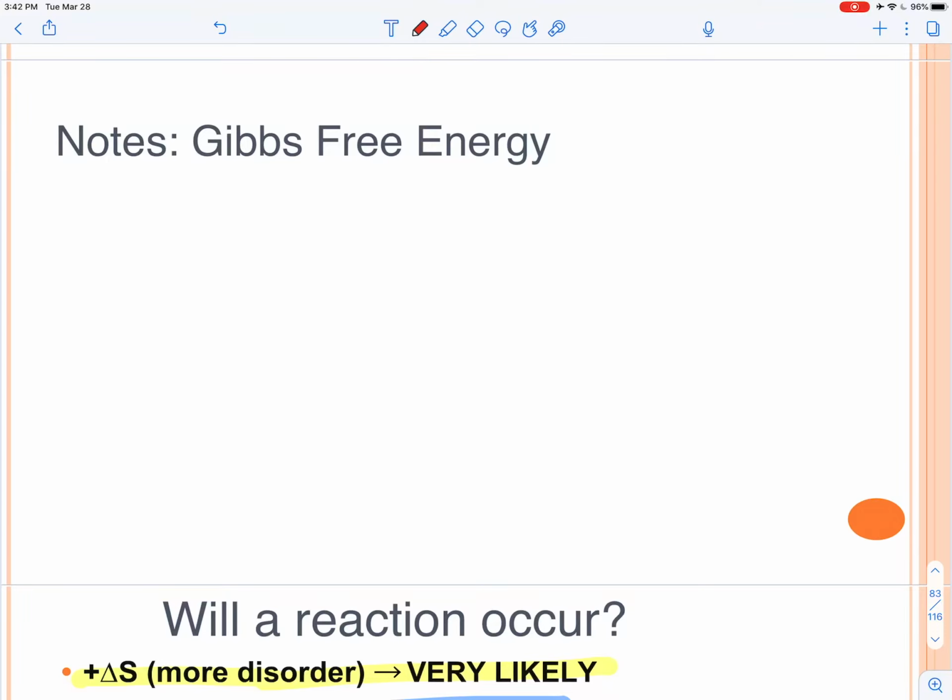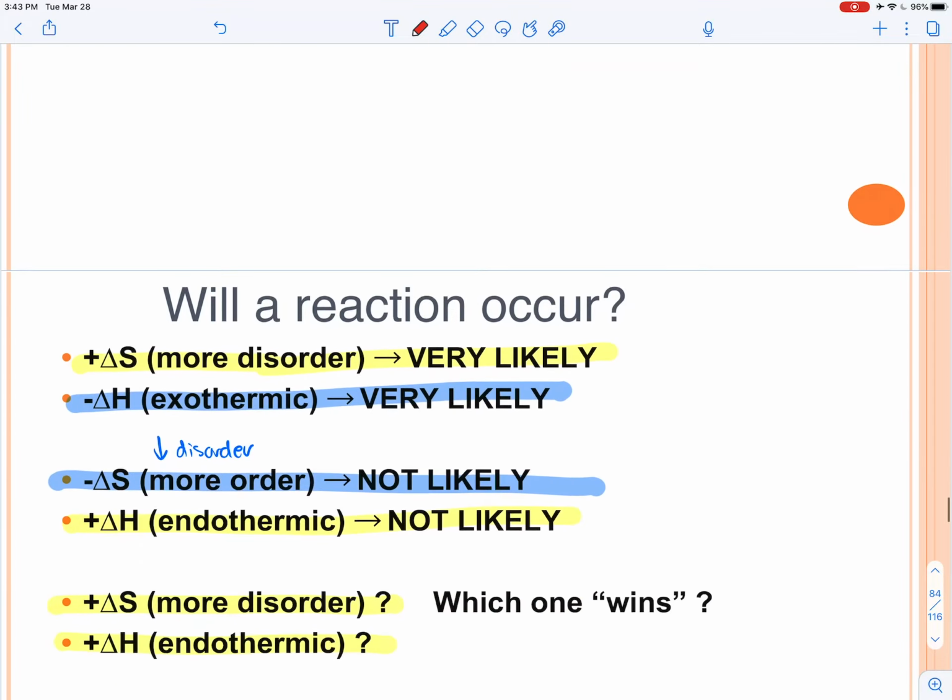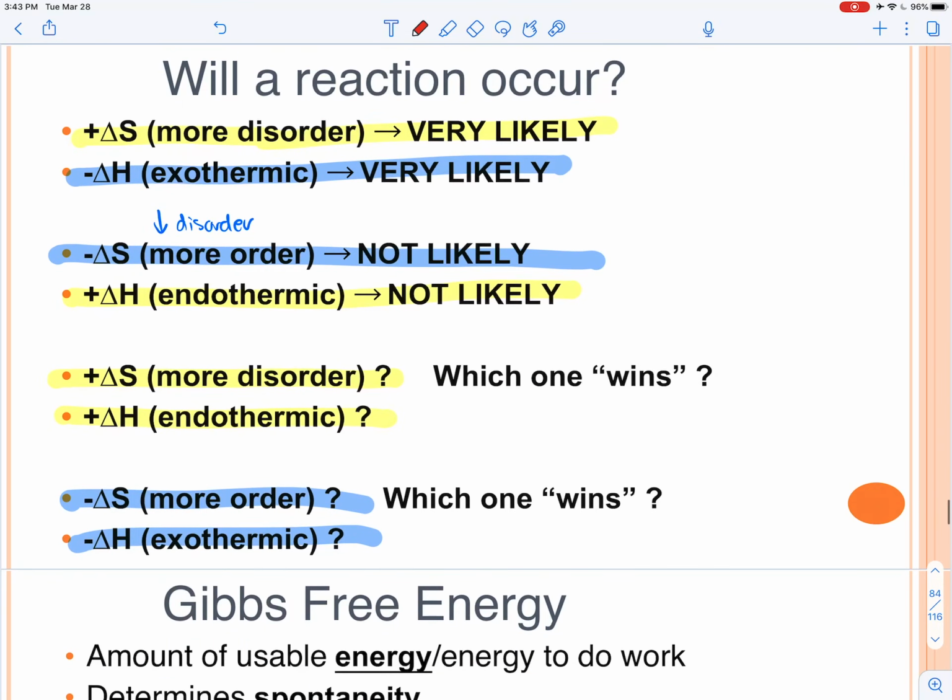Hi everyone, today we are going to learn about Gibbs free energy. So let's jump right into it. So will a reaction occur?